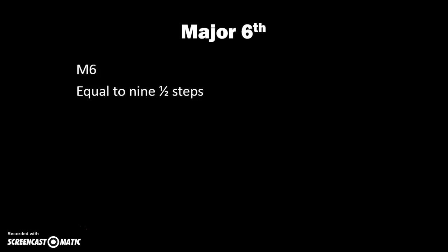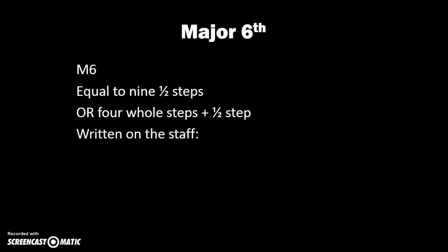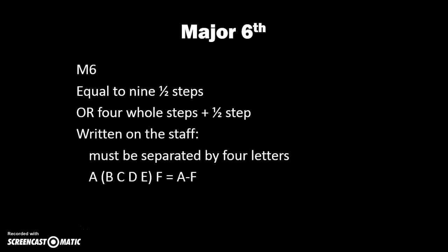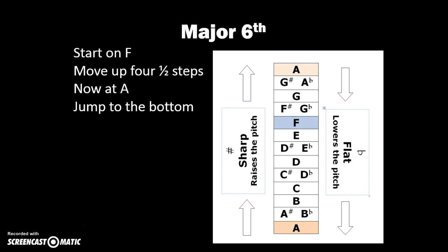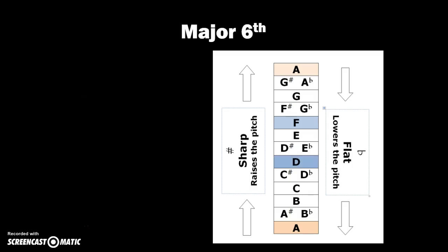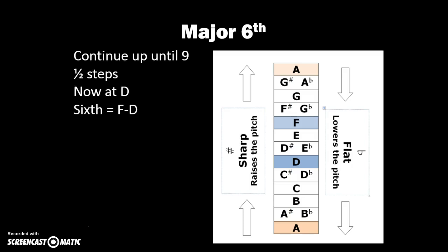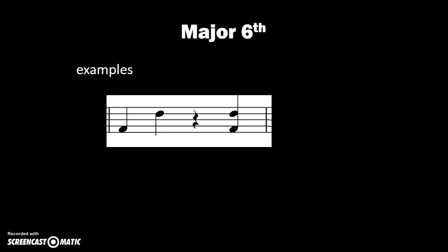For the major sixth, it's of course 1 half step wider than the minor sixth, or 4 whole steps plus a half step. Really, I want you to think about this as the naturally occurring sixth in a major scale. Of course, when it's written on the staff, it has to use the proper spelling. If you're using this older version of the ladder, when you start counting up, you'll have to jump to the bottom from F all the way up and jump down to A and then keep going up until you get to D. So F to D is our major sixth, right? It looks on the staff like this.